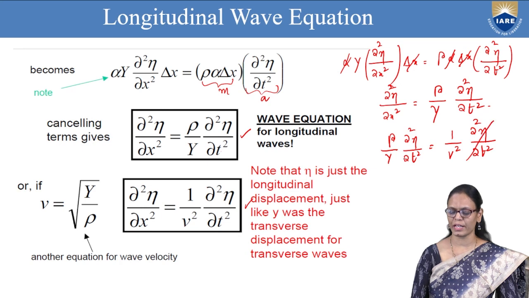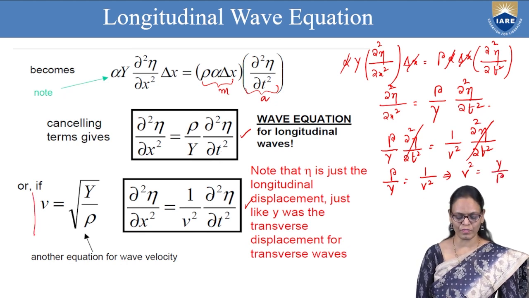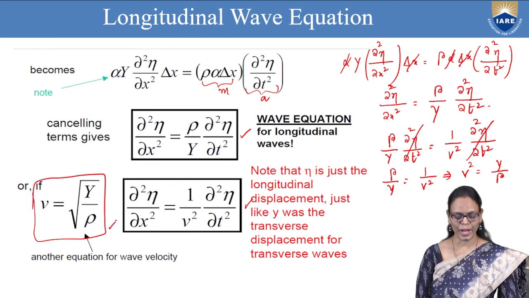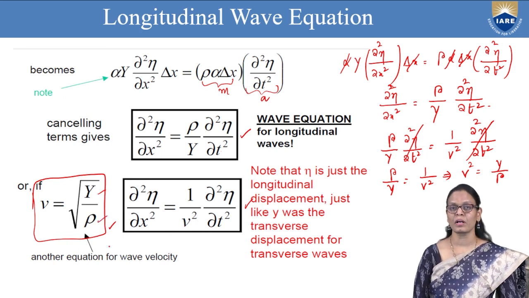So this gets cancelled. We have rho by Y is equal to 1 by v squared. This implies v squared is equal to Y by rho. If I want v, it will be equal to the square root of Y by rho. Y represents the Young's modulus and rho is the density. So this is the expression for the velocity of a longitudinal wave.